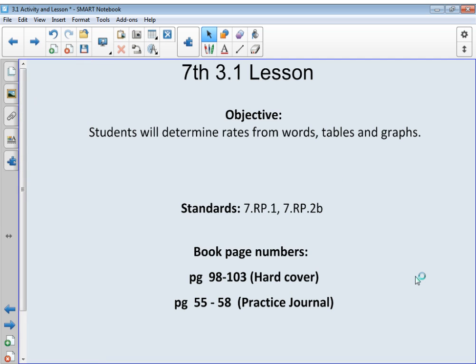Today's lesson is 3.1 from the 7th grade book. The objective: students will determine rates from words, tables, and graphs. Our page numbers out of the hardcover book are pages 98 through 103 and pages 55 through 58. We'll be covering standards 7RP1 and 2B.